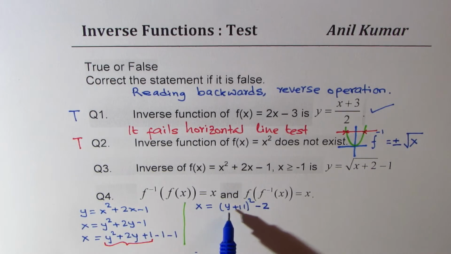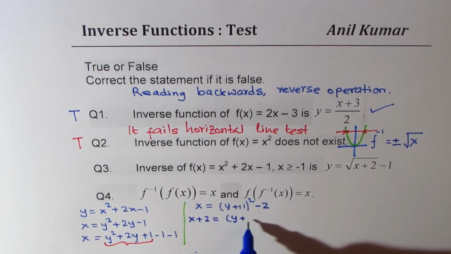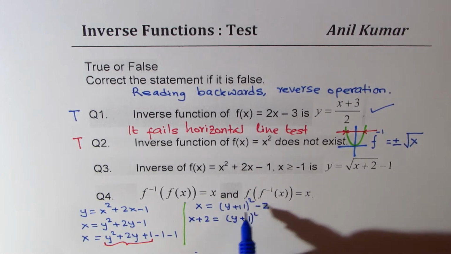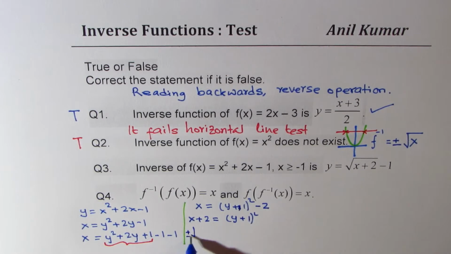Now we can isolate y. So we get x plus 2 equals y plus 1 whole square. This is just y plus 1. When you square root, you get plus minus square root of x plus 2 equals y plus 1. And when you take this to the other side, now that is the tricky part, right? So we'll get back to this soon. We get square root of x plus 2 minus 1 equal to y.